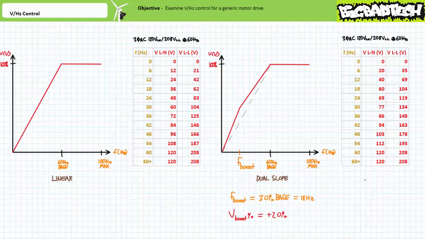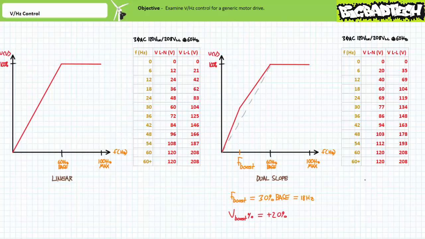Boost voltage takes a little bit more figuring. Given a typical linear volts per hertz profile, a frequency of 30% of base frequency would ordinarily experience an applied voltage of 30% of full voltage. However, we're boosting it by an additional plus 20%. In this case, applied voltage would be 30 plus 20, or 50% of full voltage, for a value of 60 volts line to neutral, 104 volts line to line at the boost frequency.